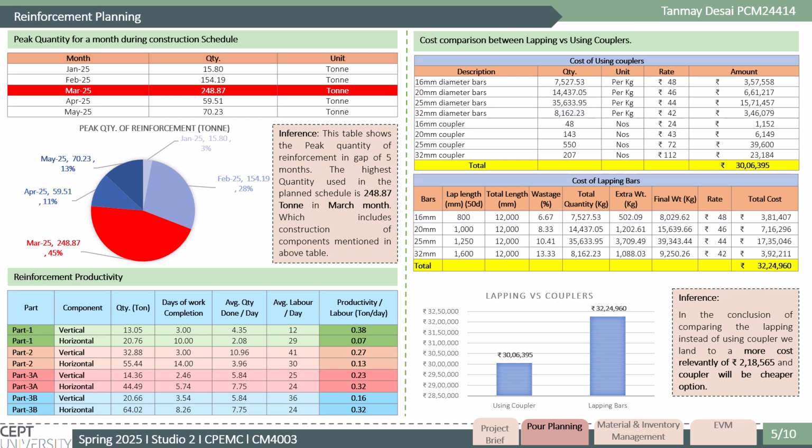On the right side, a cost comparison between lapping bars and using couplers is shown. While the total cost of using couplers amounts to 30.06 lakhs and lapping bars cost 32.25 lakhs, a difference of 2.18 lakhs, couplers emerge as the more economical option in this case.